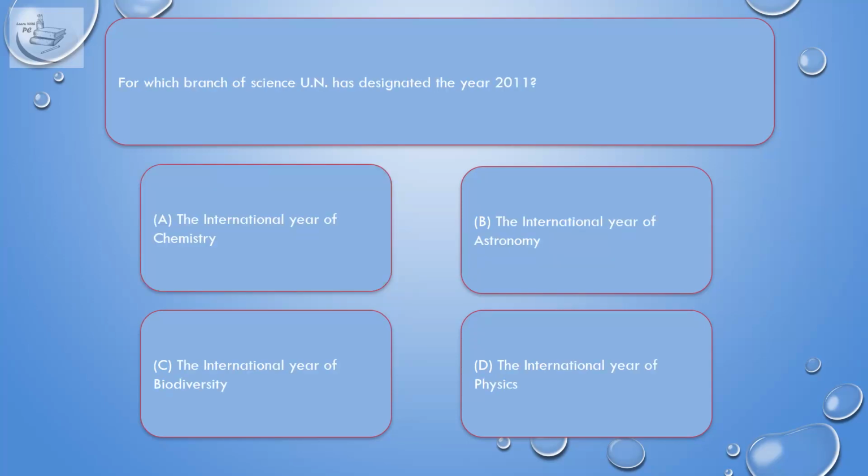Question: for which branch of science has the UN designated the year 2011? A. the International Year of Chemistry, B. the International Year of Astronomy, C. the International Year of Biodiversity, D. the International Year of Physics. Correct answer is A. the International Year of Chemistry.